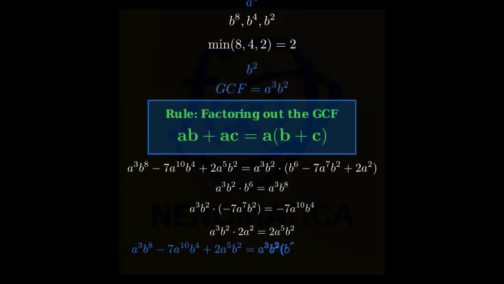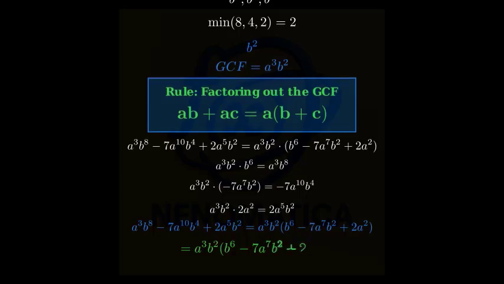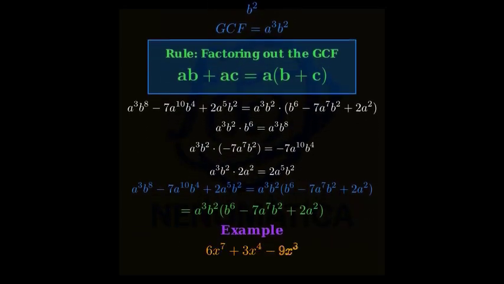So we have successfully factored our expression as a^3 b^2 times the quantity b^6 − 7a^7 b^2 + 2a^2. Now, let's move on to our second example.